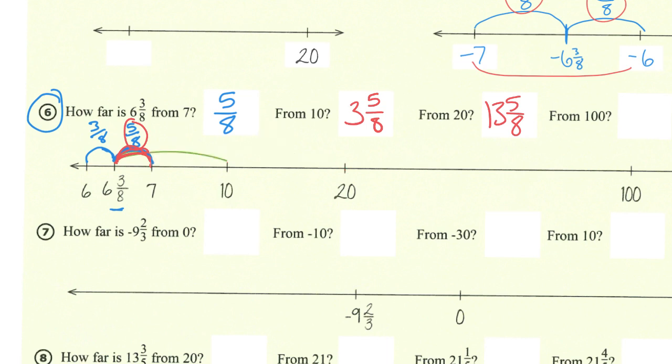And from 6 3/8 to 100, well, I have my 5/8 here again to get to 7. 7 to 100 would be 93. So I'd have 93 and 5/8.